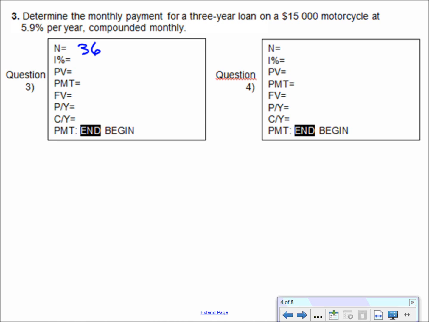Our interest rate is 5.9. Our present value is $15,000. That's how much money they're giving us today. Our payment, we're going to calculate. Future value 0. Payments per year is 12. You're paying it monthly, and our compound is also monthly.